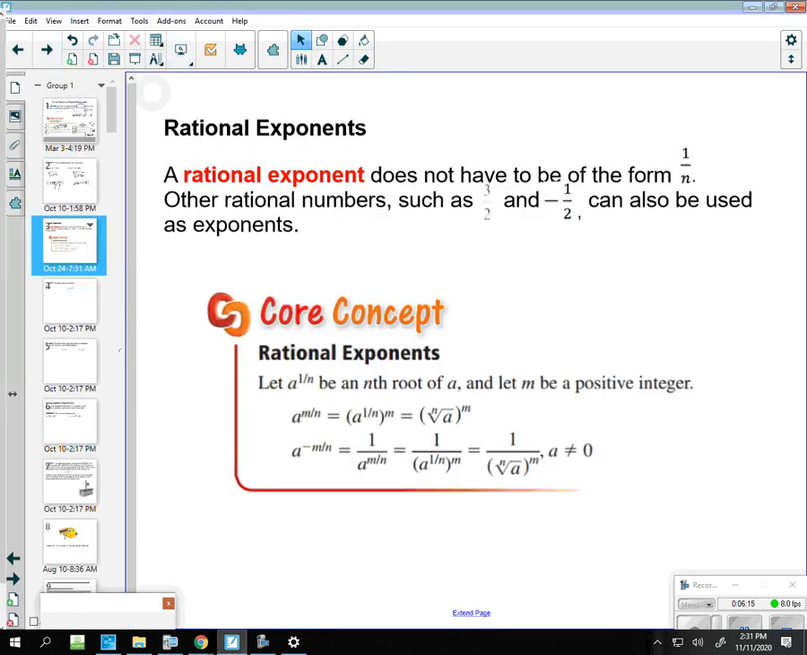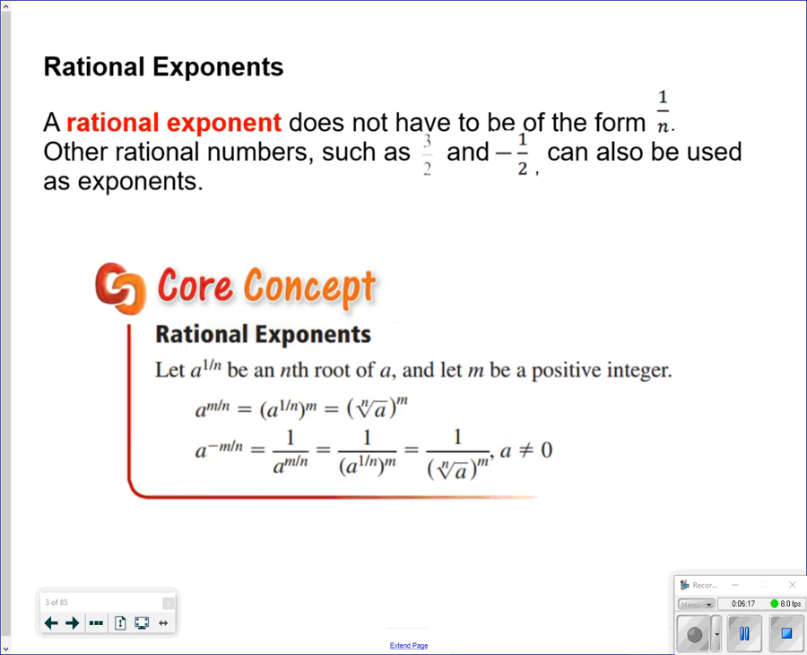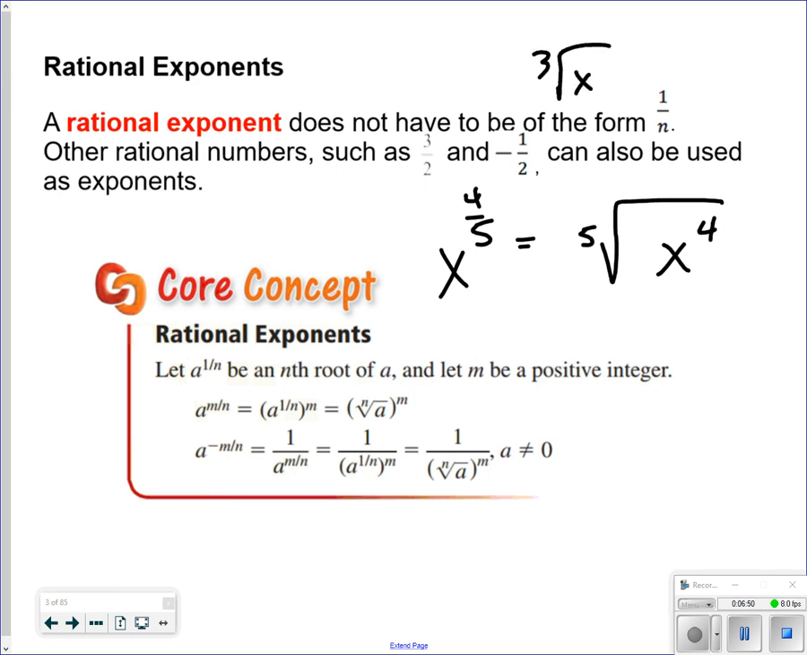Next one. Now, you don't always have to have a 1 over n. There are other rational exponents. If you have 3/2 or negative 1/2 as an exponent, what this is saying is the bottom number is the root and the top number is the exponent. So if I had x to the 4/5 power, that is the same as the 5th root of x to the 4th. So the bottom number is the root. Just like up here when you had the cube root of something, it's 1 over 3.